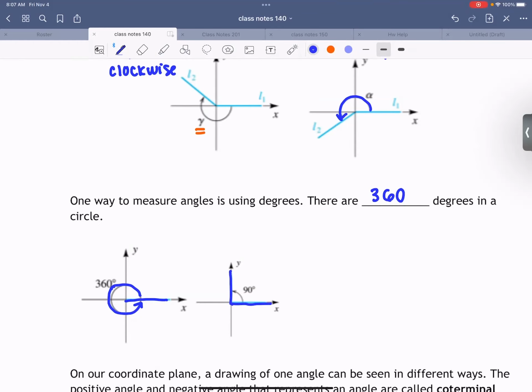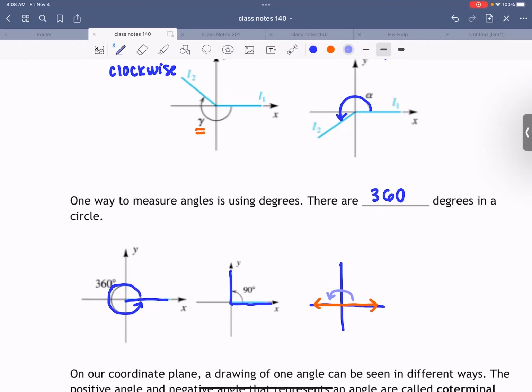Let's do some more here, okay? So let's see. If I start at my initial side here we go, and I end, so my terminal side is the negative x-axis. What do you think this angle is going to be?